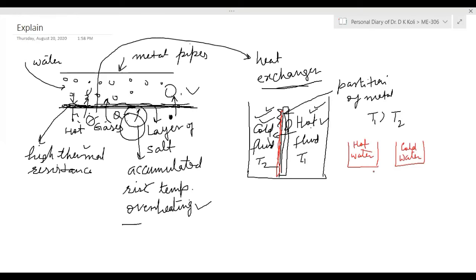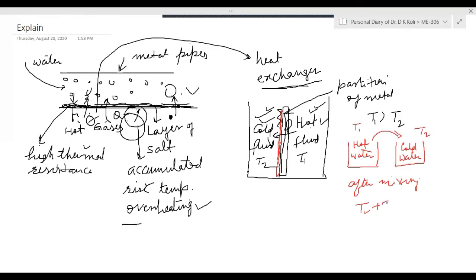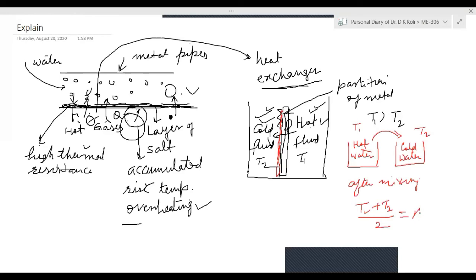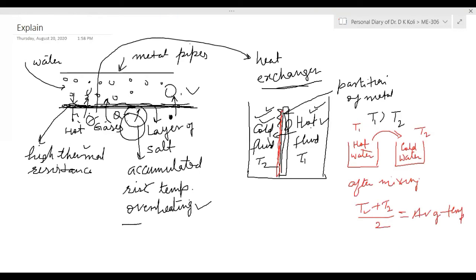Now what we can do, if we mix hot water with cold water. Suppose hot water at temperature T1, cold water at temperature T2. After mixing, what will happen? The temperature will be (T1 + T2)/2. Okay, average temperature. Is it okay?